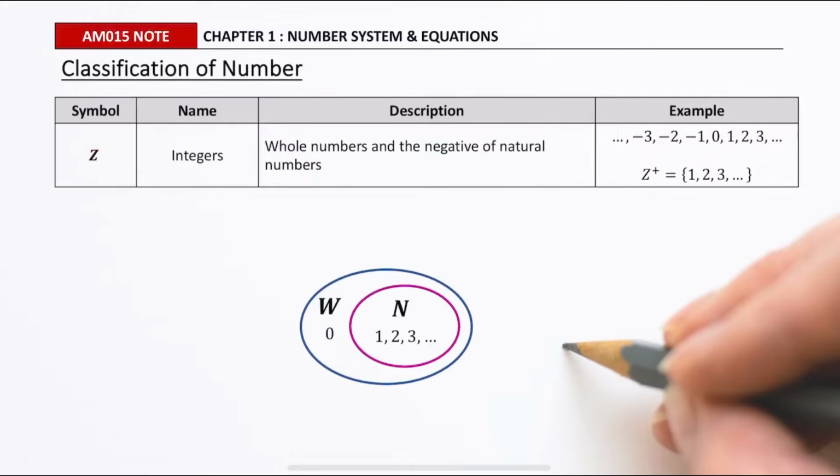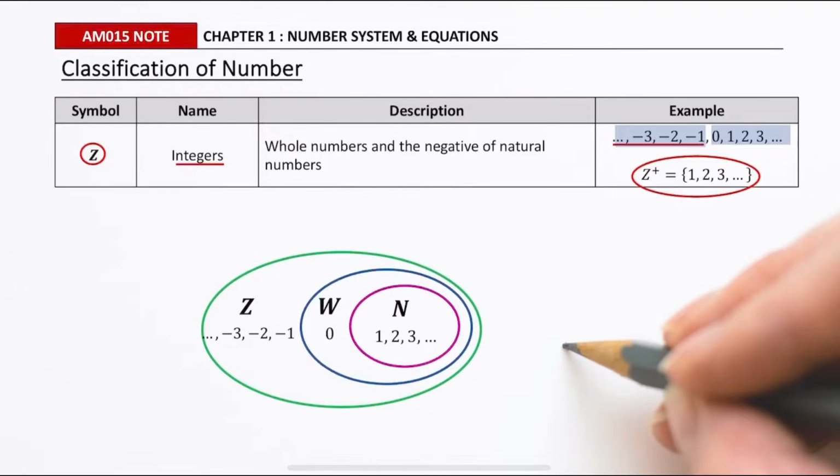We can also add negative values of the natural numbers, expanding our view to integers, which is denoted as Z. In fact, the natural numbers are also called positive integers and denoted as Z plus. So, the integers include the whole numbers and the negatives of natural numbers. Thus, the whole numbers are a subset of the integers.